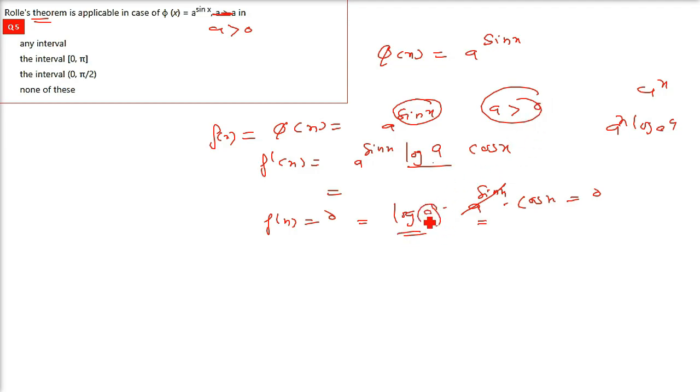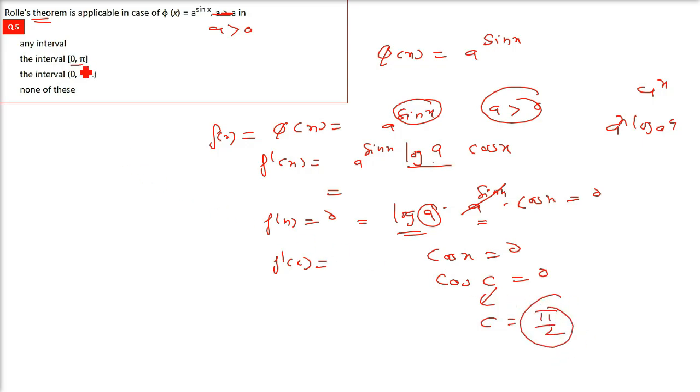So the only possibility of all these terms being 0 is that cos x has to be 0. And when cos x is equal to 0, at what value does cos give you 0? It gives you 0 at pi by 2. That is 90 degree. So this pi by 2 is lying between 0 and pi. Please remember, in Rolle's theorem we don't take 0 or pi, because pi by 2 is already found out. So it has to be between some range where pi by 2 is somewhere in between. So pi by 2 is the answer.